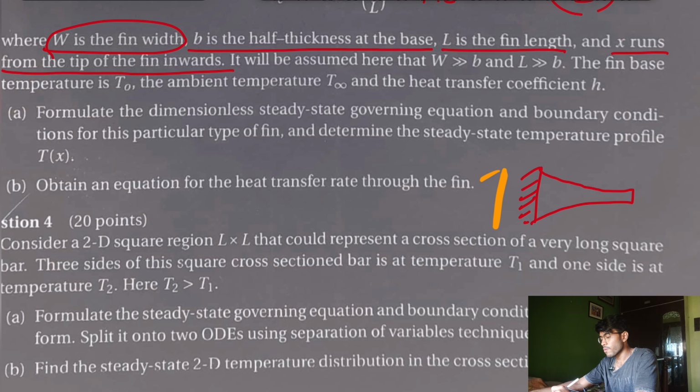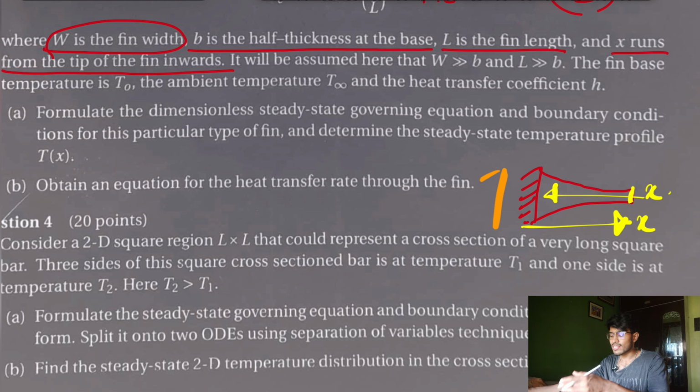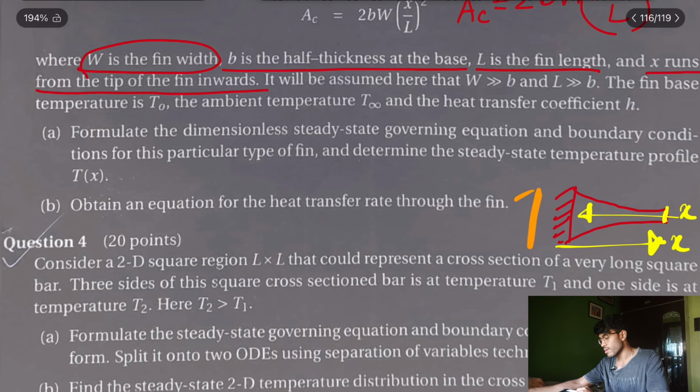Okay, now the tip of the fin is this one. So my x is like this, right? Don't draw the coordinate axis like this, then your mathematical calculations will be opposite, and obviously you are asked to take the x like that in the question paper, so you are supposed to follow the instructions, right? So don't change that, be very careful.